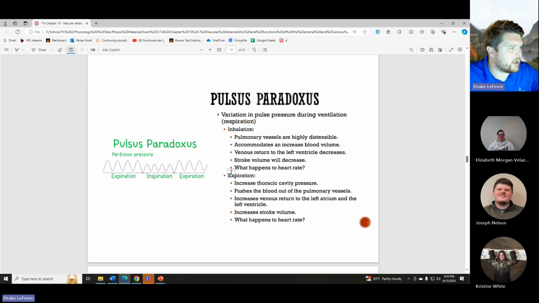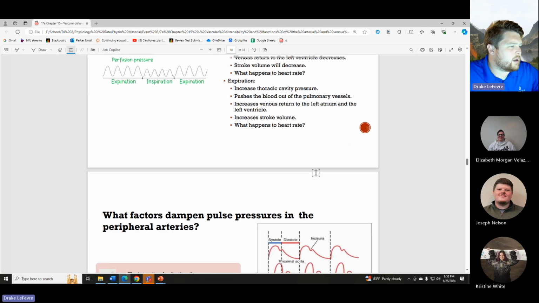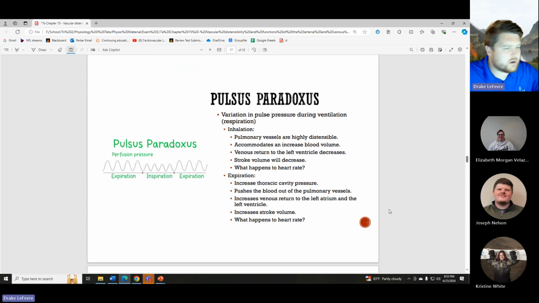There's also heart rate. I don't remember which one goes. I'm pretty sure heart rate increases with expiration. Does heart rate increase with expiration? He definitely asked that on this last exam. I had no idea. Okay, I had it opposite of what I said.